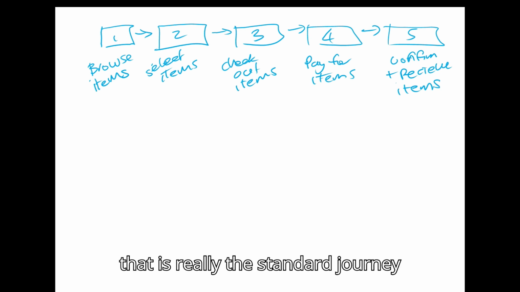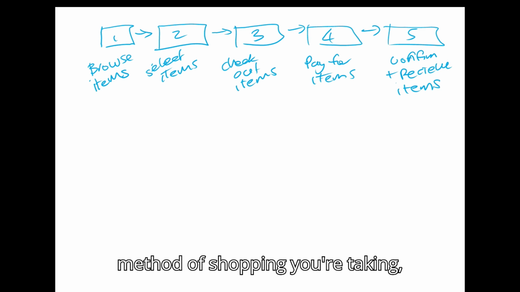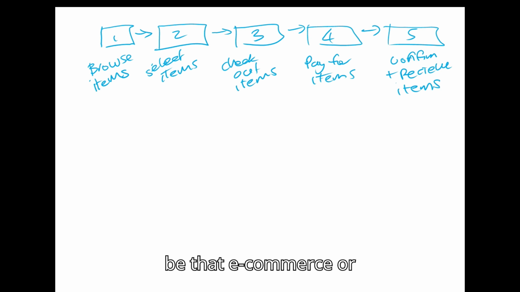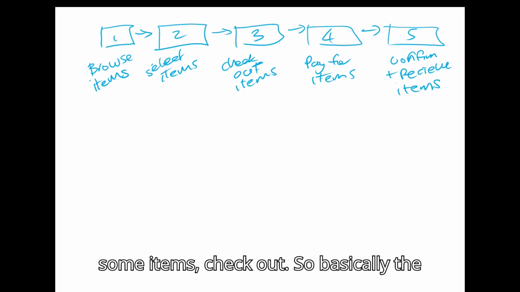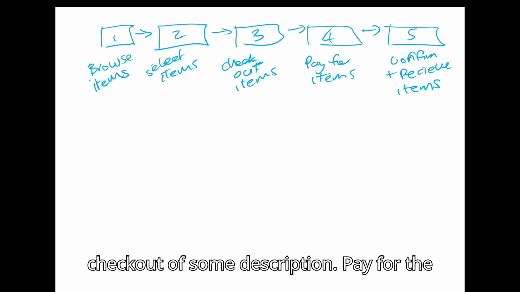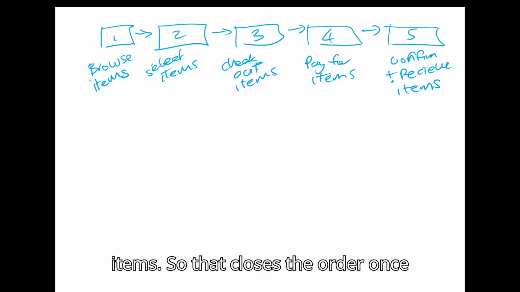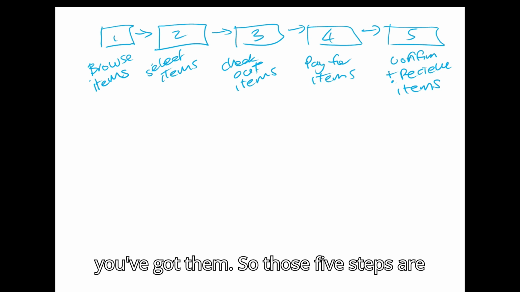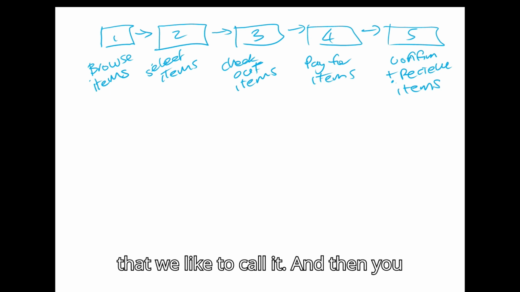That is really the standard journey for shopping. Whatever method of shopping you're taking, be that e-commerce or offline, it's really to browse, select some items, check out, so basically the ones that you want, take them to the checkout of some description, pay for the items, and then confirm and receive the items. So that closes the order once you've got them. So those 5 steps are generic, really, for just purchase, or commerce, if we like to call it.